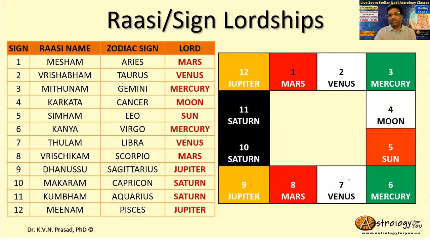Then Vrishabha and Tula are owned by Venus. Gemini and Virgo are owned by Mercury. Kataka is owned by the Moon, and Leo by the Sun. The remaining: Sagittarius, Dhanushu, and Pisces, Meena, by Jupiter. And Makara and Kumbha, Aquarius, are owned by Saturn.